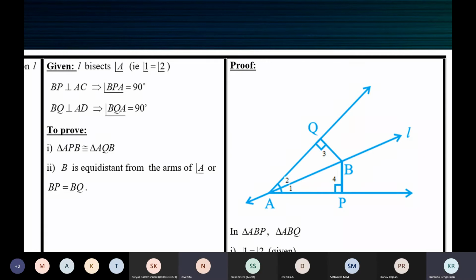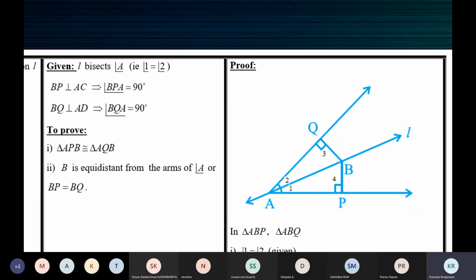Ma'am, because L bisects angle A into two parts, so AP and AQ are equal. Is that right? AP and AQ are line segments. L bisects only the angle. From that, you have only one piece of information: angle 1 is equal to angle 2. That's all. Why should AP be equal to AQ? If the angle is 80 degrees, it becomes 40-40. That's all. It has nothing to do with the line segments AP and AQ.